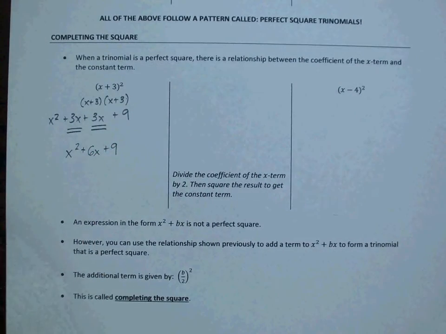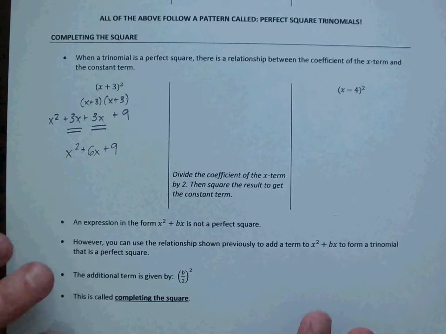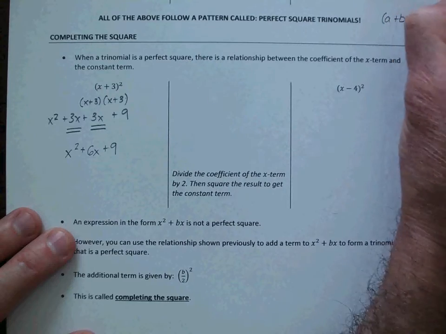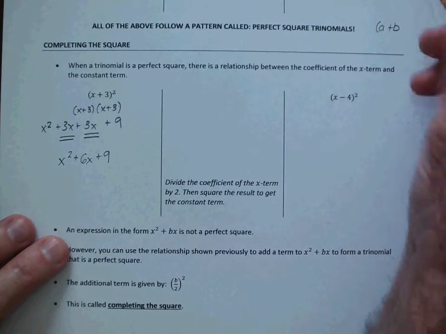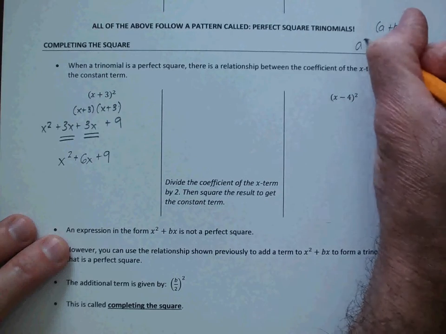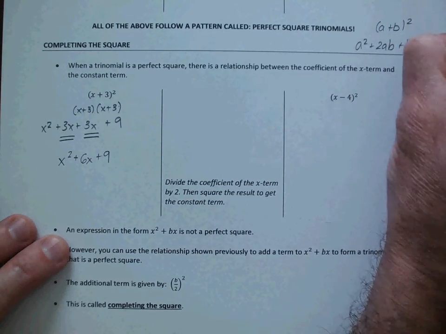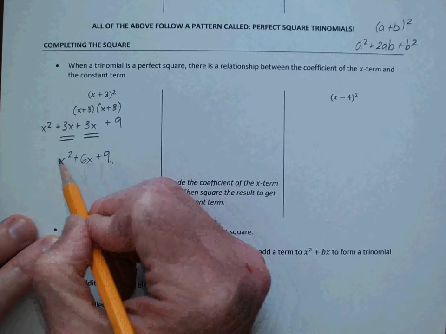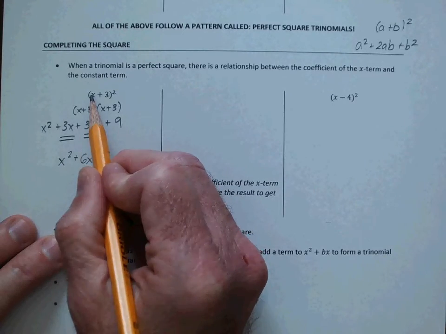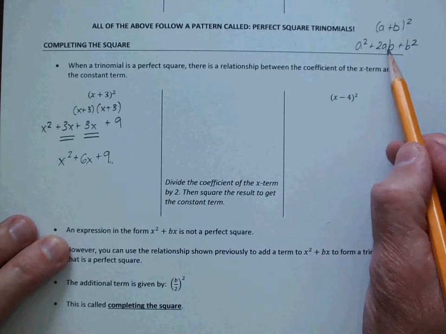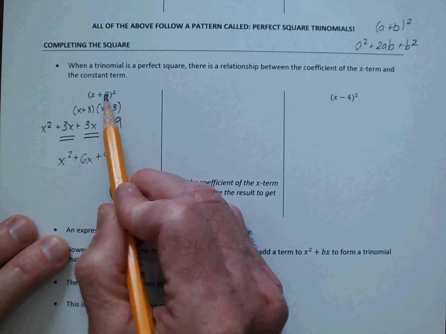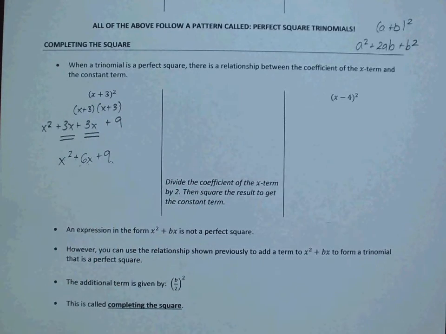plus 9. Because recall that the perfect square trinomial pattern was a plus b quantity squared equals a squared plus 2ab plus b squared. So you see that this 9 is 3 squared. You see this x squared is this x squared. And then the middle term here, 6x, is 2 times that 3 times that x. So that middle term becomes important.